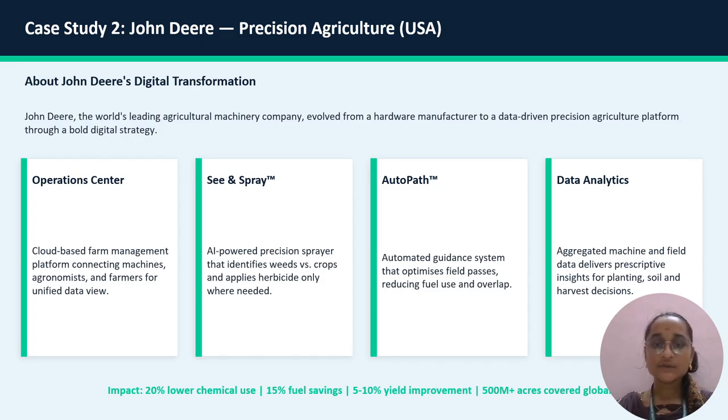And the case study 2, in this case study shows how John Deere used digital technology for precision agriculture. With tools like Operations Center, See and Spray, AutoPath, and data analytics, farmers can reduce cost, save fuel, and increase crop yield.